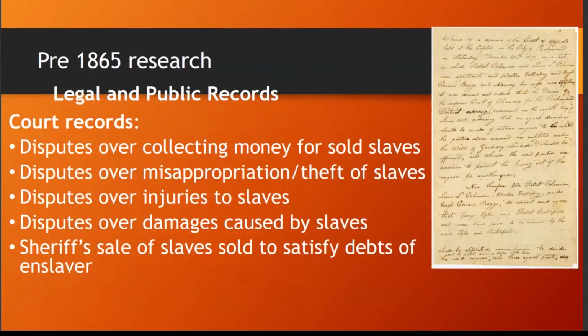Maybe someone injured the slave that belonged to someone else. Maybe the slaves caused damage to the person or property of someone. Or slaves might have been sold at a sheriff's sale to satisfy the debts that were owed by the enslaver. The document that's on the slide is a Virginia Court of Appeals decision about an estate dispute regarding the division of slaves in an estate.